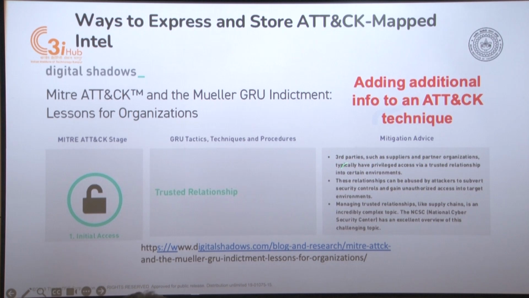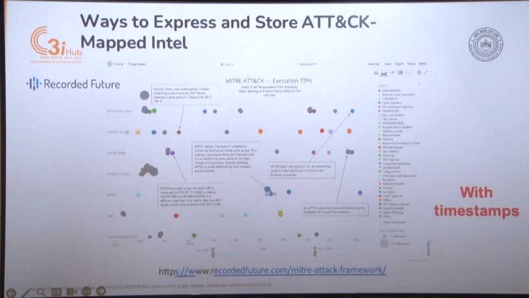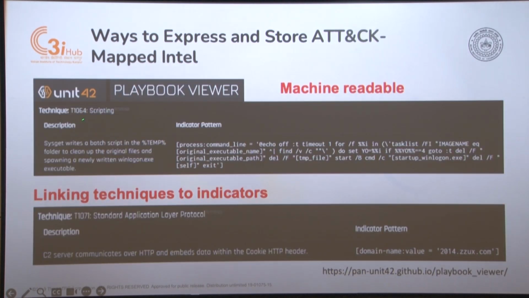So for this trusted relationship TTP, they have given 3 different mitigations. All these things are being done to share the threat intelligence detail, the attack data and the information related to the attack. So there is Recorded Future, who give us this wonderful timeline based on these APT groups, when they were active and what exactly they were doing in that active period.